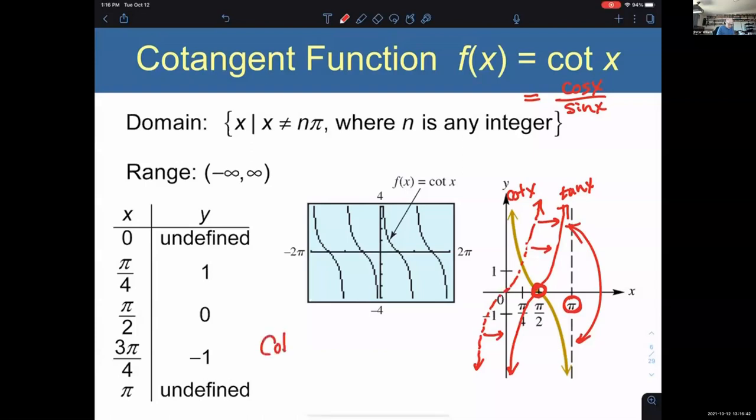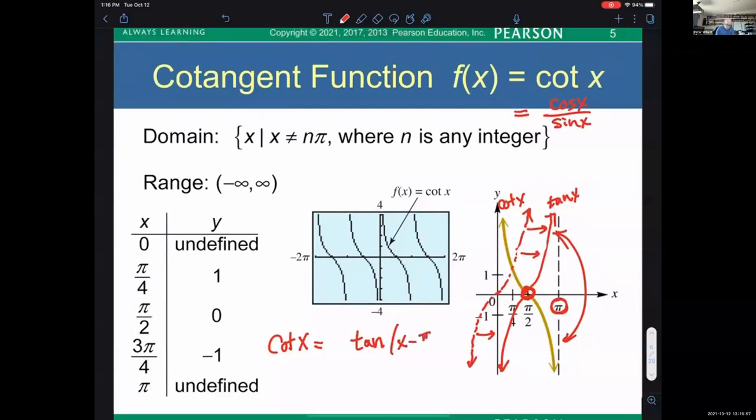So you can think of the fact that cotan of x is actually going to be equal to the tan of x function. And I could shift it to the right by subtracting pi over 2. And I could flip it upside down by putting a minus in front of it. So the cotan x function is actually the same as minus the tan of x minus pi over 2. Those are the same thing. Just to show you how much these functions are related to each other, one can actually be thought of as a translation and a flip of the other one.